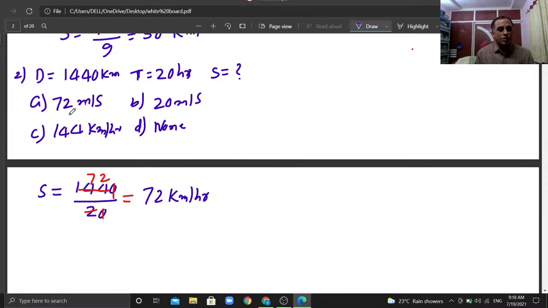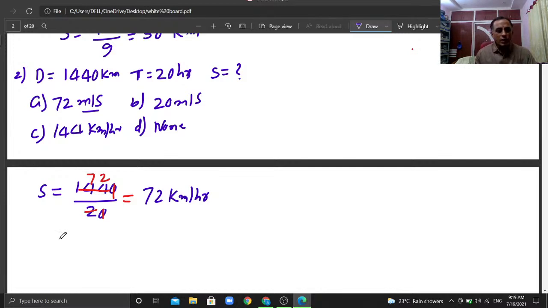But among the given options, option A is not 72 kilometer per hour; it is 72 meter per second. B and C are also not 72 kilometer per hour. That's why most students answer D, none of the above. But my dear friends, two options are there in meter per second, option A and option B. Why did you not convert the speed from kilometer per hour to meter per second?